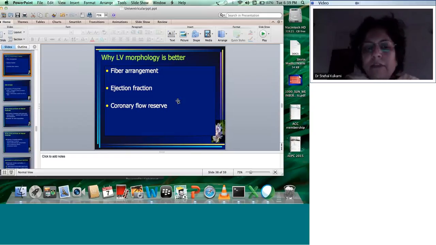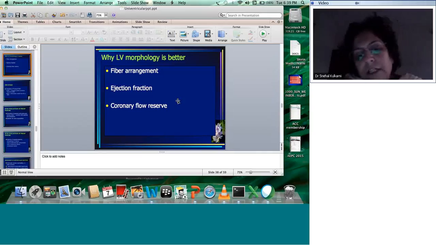The whole fiber arrangement is such that it can generate a very good cardiac output. They are spirally arranged. If you see even the ejection fraction of the right ventricle and left ventricle, nobody knows what the right ventricular ejection fraction is, and we know what the left ventricular ejection fraction is. We always say it's a better ejection fraction.